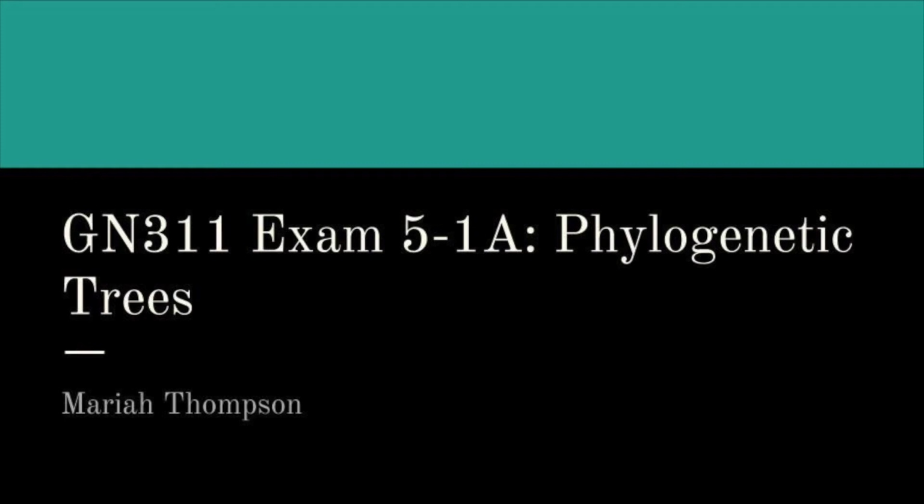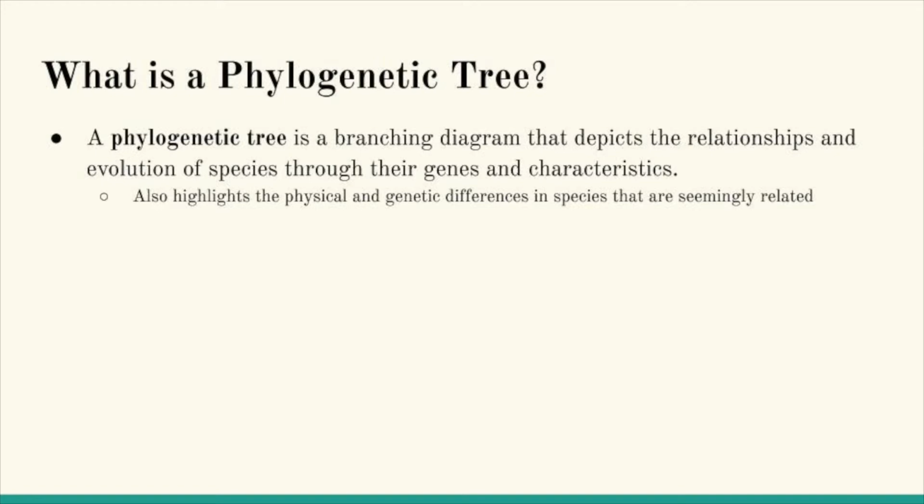This is my Exam 5 video about phylogenetic trees. A phylogeny tree is the branching diagram that depicts the relationships and evolution of species through their genes and characteristics. Phylogeny trees also highlight the physical and genetic differences in species that are seemingly related.